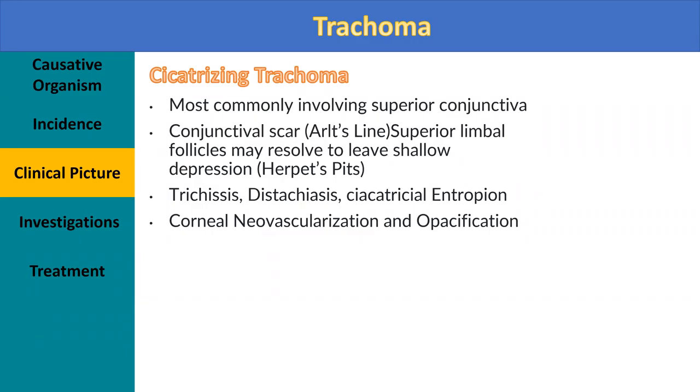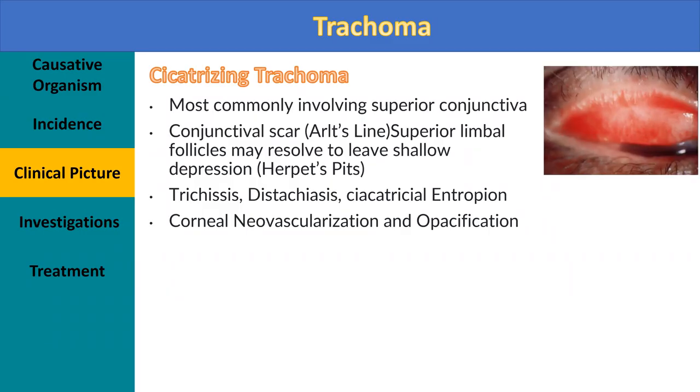What are these complications? It is cicatrizations. Cicatrizations meaning a scar. Scarring affecting the conjunctiva, affecting the eyelid, affecting the cornea. So how does the cicatrizing trachoma manifest? It manifests by usually involving the superior conjunctiva. This is again very important. The trachoma mainly involves the superior conjunctiva. When you flip the lid, you will find the conjunctival scarring, sometimes referred to as Ehrlich's line.